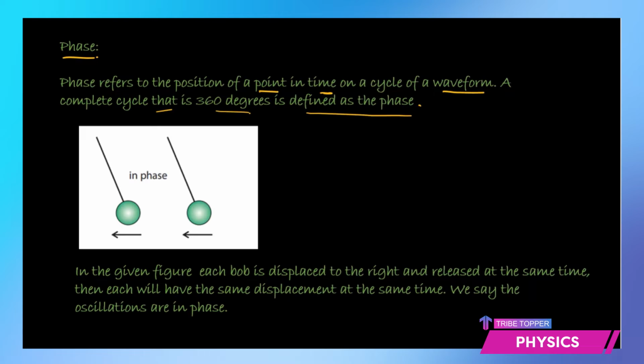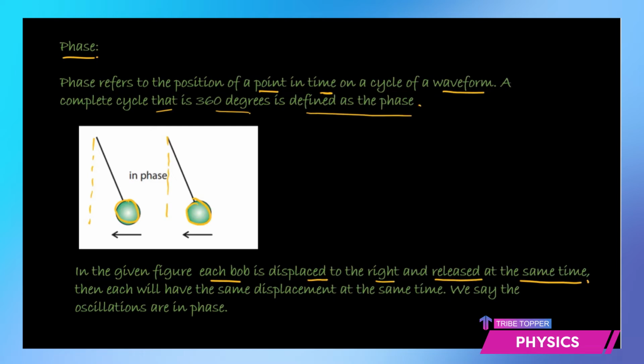Now to understand, we don't use simply the term phase, but rather the terms in phase, out of phase, or a phase difference. As you can see in this figure, I have taken two bobs. Each bob is displaced to the right and then released at the same time. You took both the bobs and pulled them to the right. As you can see, this is the vertical line. Both have been pulled to the right extreme and released.